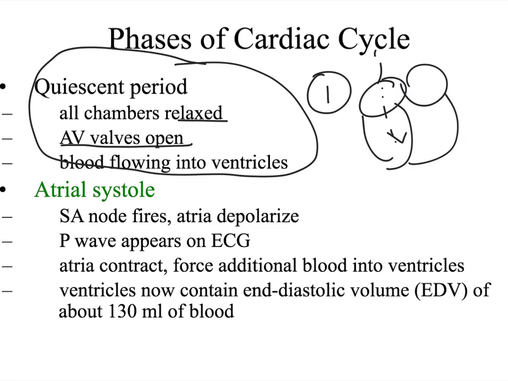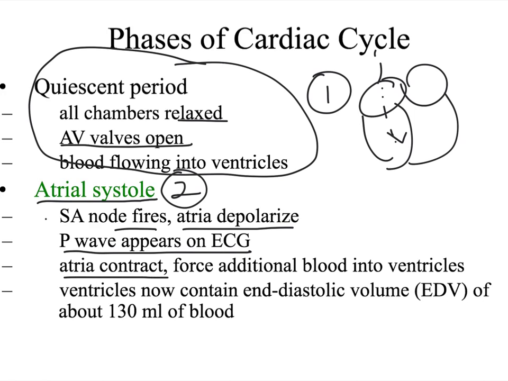Now what's going to happen next is the atria are going to contract. So we'll have atrial systole. In order for this to happen, the SA node has to fire, and the atria contract. The P wave is going to appear on the ECG. The atria contract, and the blood's going to go into the ventricles.